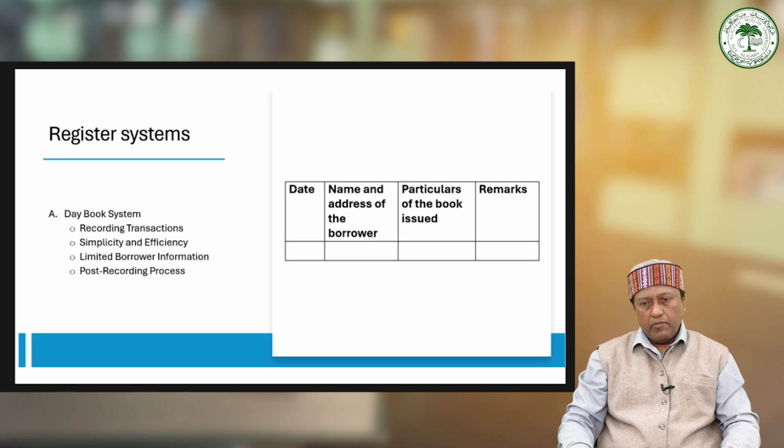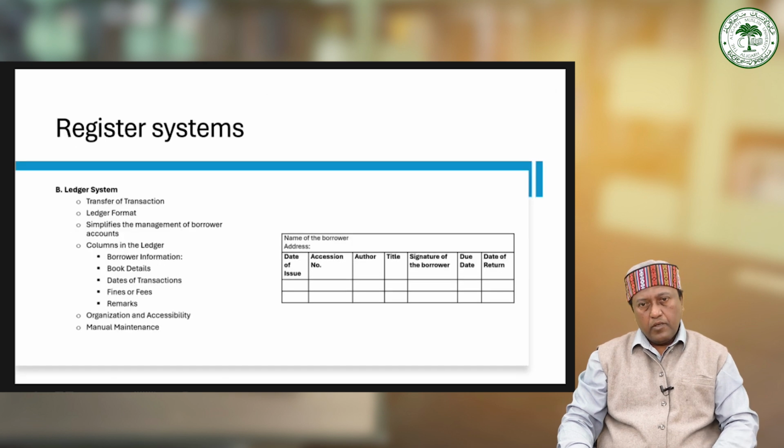So the data will be transferred from the day book into the more detailed record, the borrower's account, especially as library operations and patron numbers grow. So these are the intricacies which are involved in this day book system. How the system evolved, later on this moved to the ledger system.